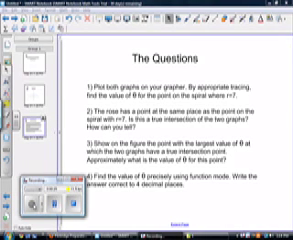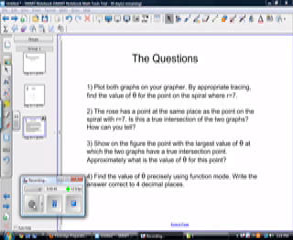Number 2. The rose has a point at the same place as the point on the spiral with r equals 7. Is this a true intersection of the two graphs? How can you tell? Number 3. Show on the figure the point with the largest value of theta at which the two graphs have a true intersection point. Approximately, what is the value of theta for this point?